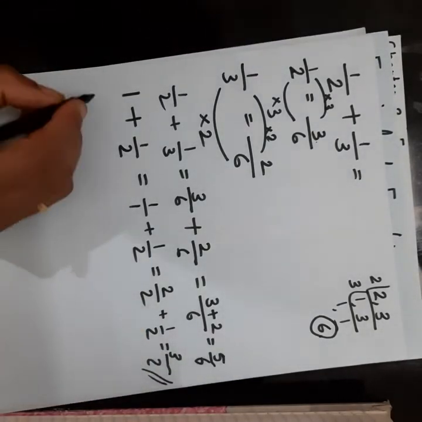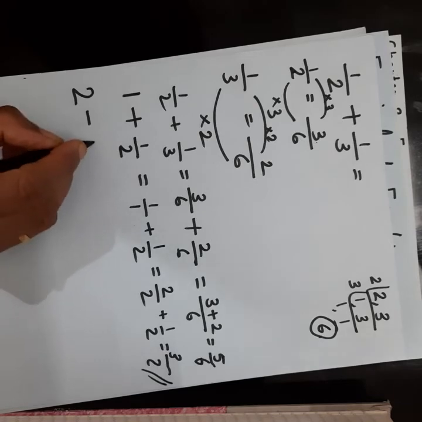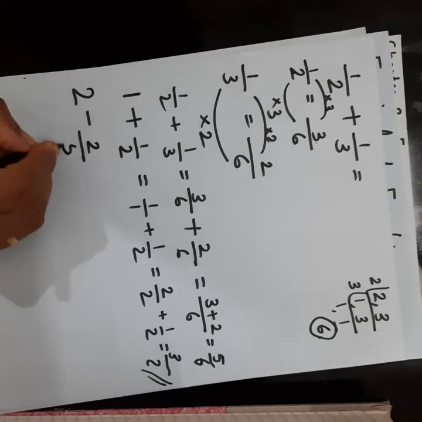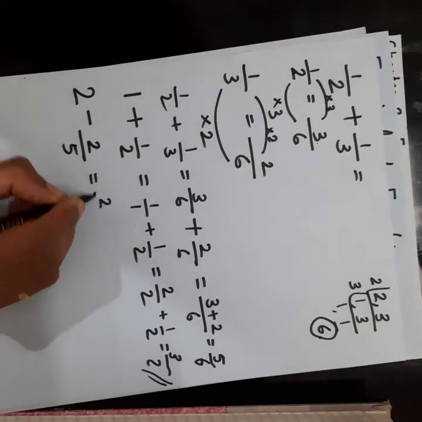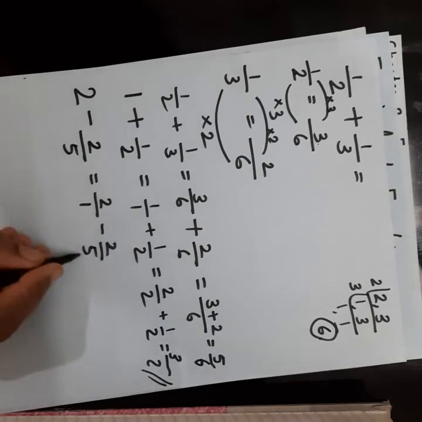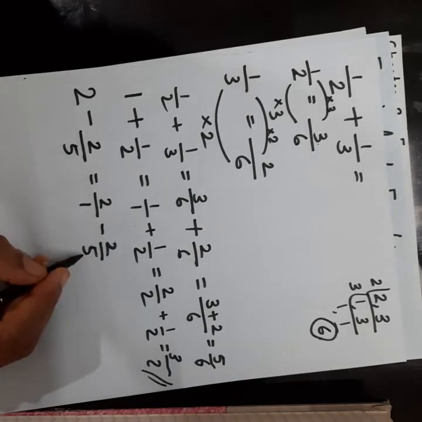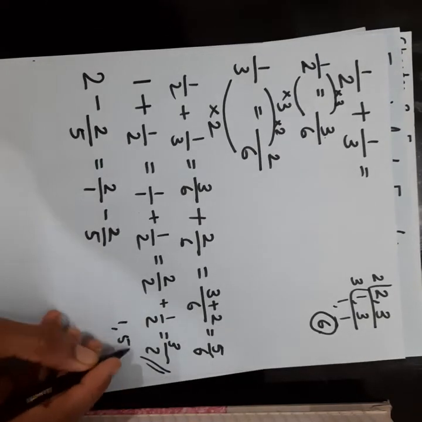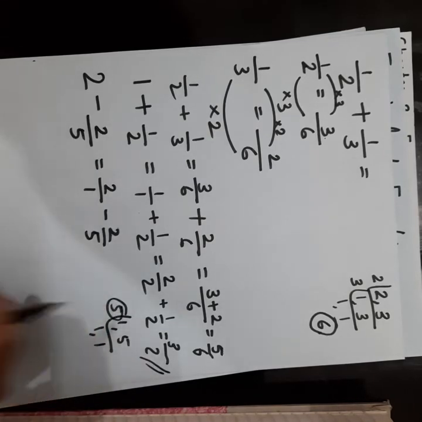Now if the number is 2 minus 2 by 5, how will we do it? This is equal to, 2 can be written as 2 by 1 minus 2 by 5. Here the denominators are different. So find the LCM of 1 and 5. What is the LCM of 1 and 5? If you don't know, you can write like this: 5, 1, 1. So 5 is the LCM.